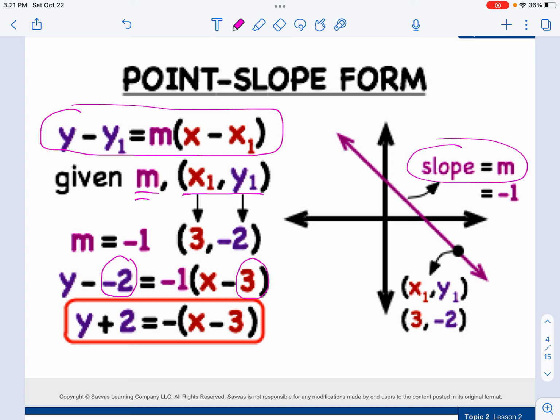The only other thing to simplify is if you see two negatives sitting right next to each other, they come together to form a positive.